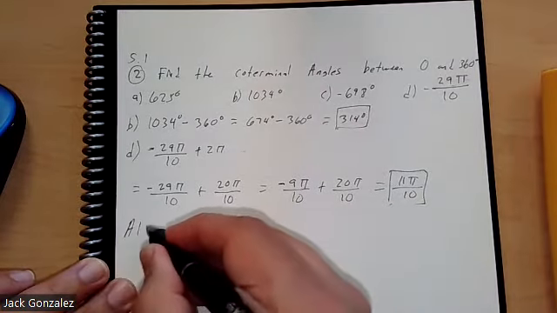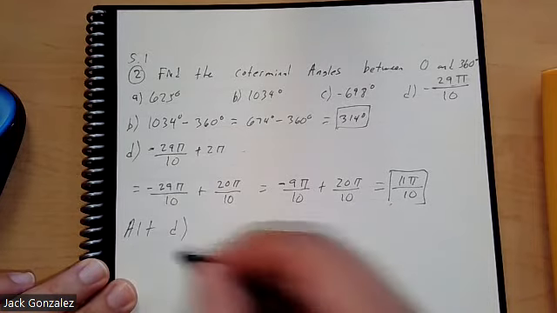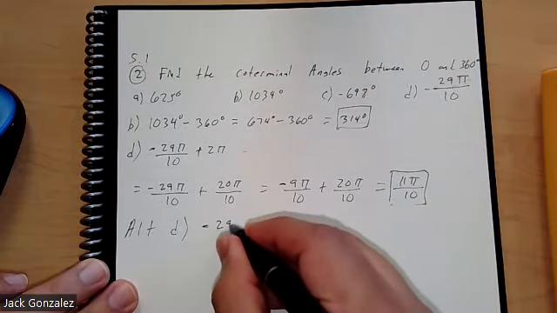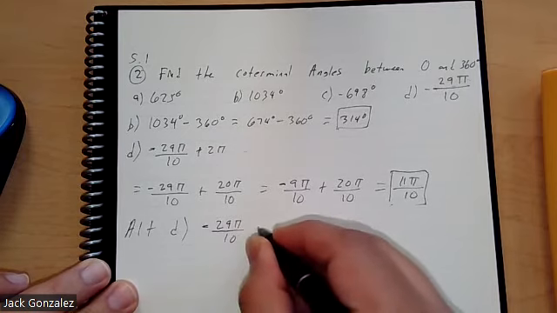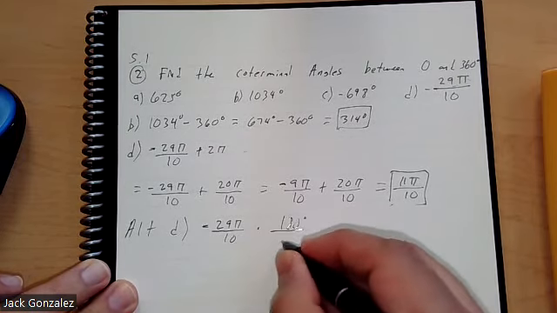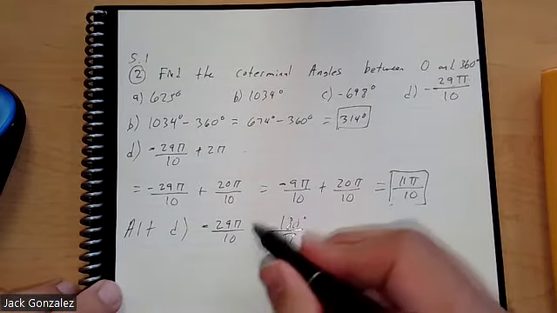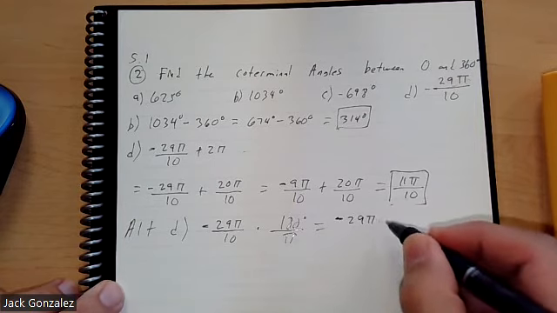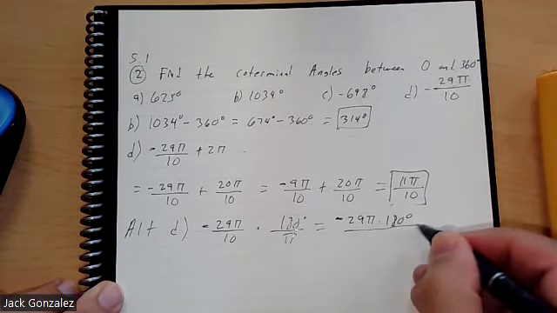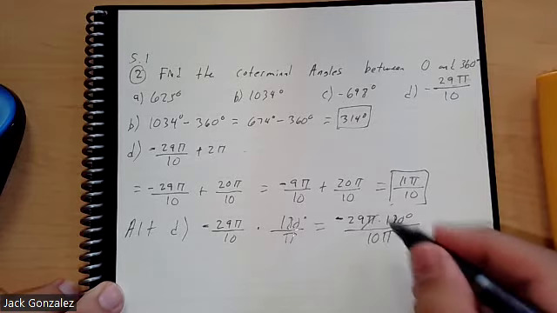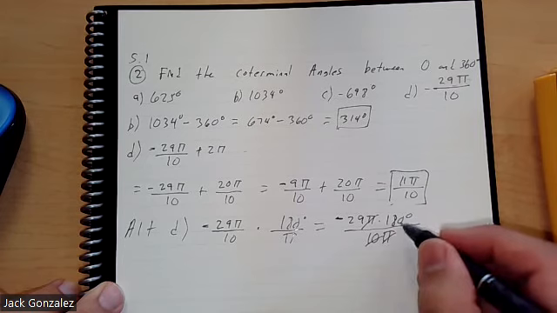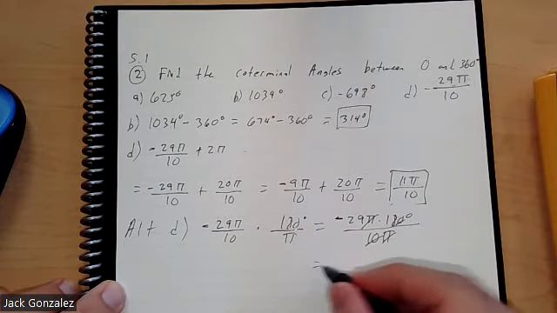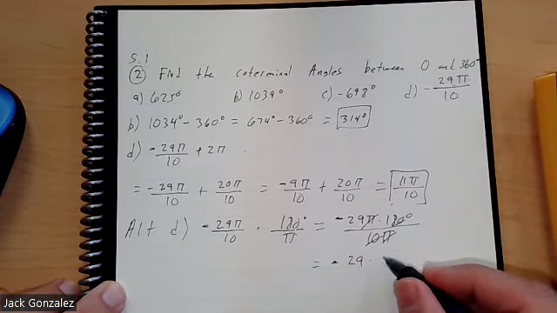Like, we could do an alternate version. We could convert it right away. Let's say you hate radians or you don't want to deal with the fraction. You could convert it, right? These pi's are going to cancel. Let's go ahead and show everything. Pi's are gone. 10 goes into 180 18 times. So I'm left with negative 29 times 18.